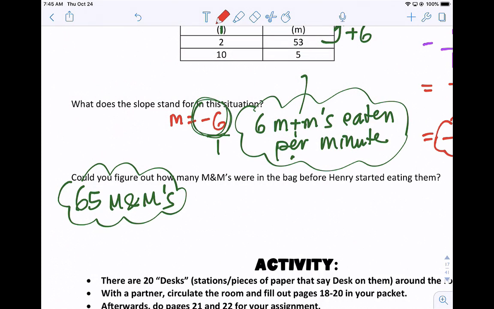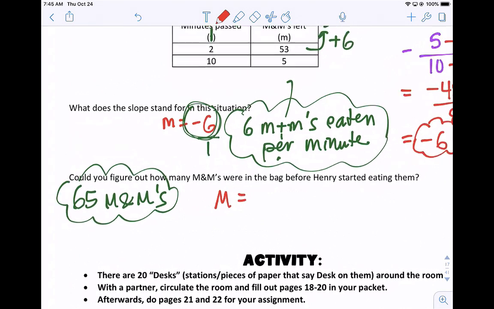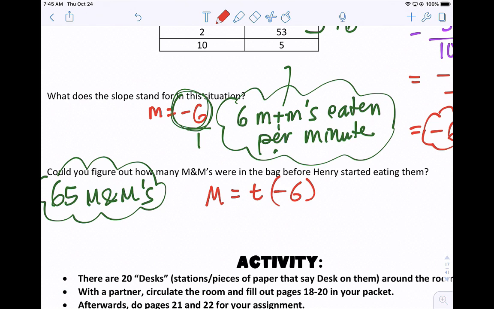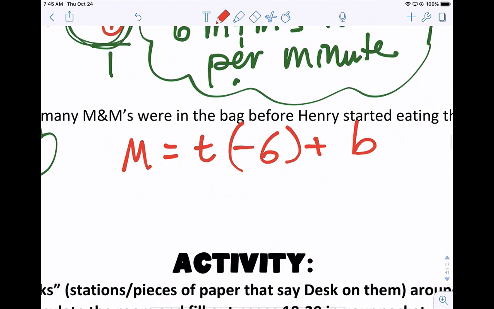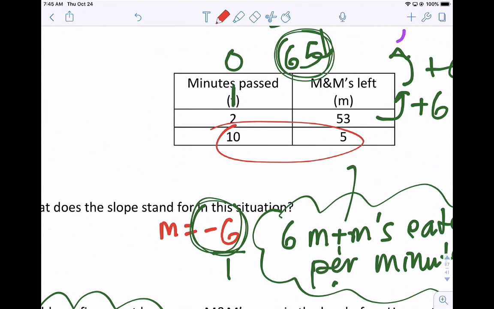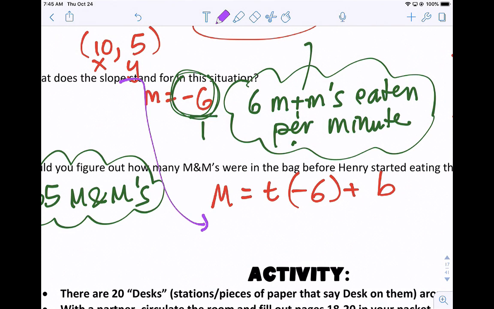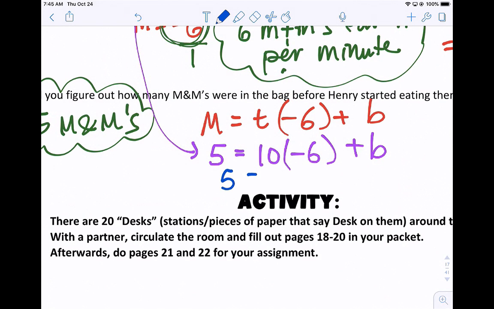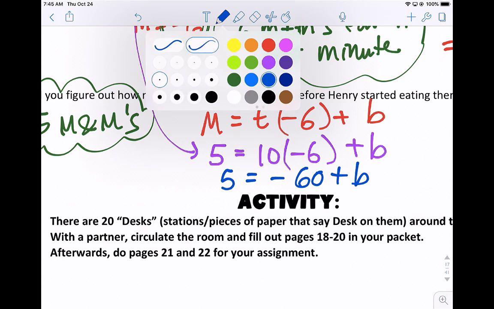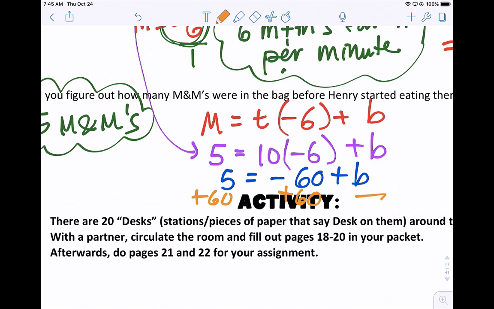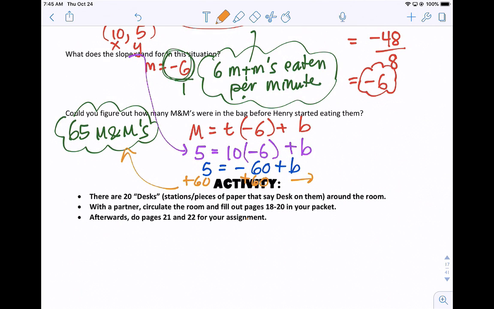We could use a linear equation, right? So if we have the number of M&Ms left equals the time that has passed times the slope plus a y-intercept b. So here's your linear equation. It's like y equals mx plus b, but we know the slope. And we could pick a coordinate to plug in. I'll just pick this one. So we'll plug in 10, 5 as our x and our y into this equation. So we have 5 equals 10 minutes has gone by times our slope, negative 6 M&Ms per minute. We're solving for the starting value, which is the y-intercept, or b. Okay, so then algebraically we could solve this. 5 equals negative 60 plus b. To get rid of the negative 60, you would add 60 to both sides. And if you do that, we get our same answer, which is 65 M&Ms.